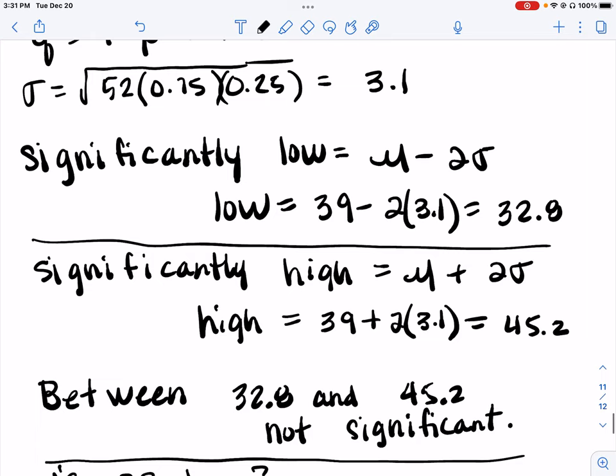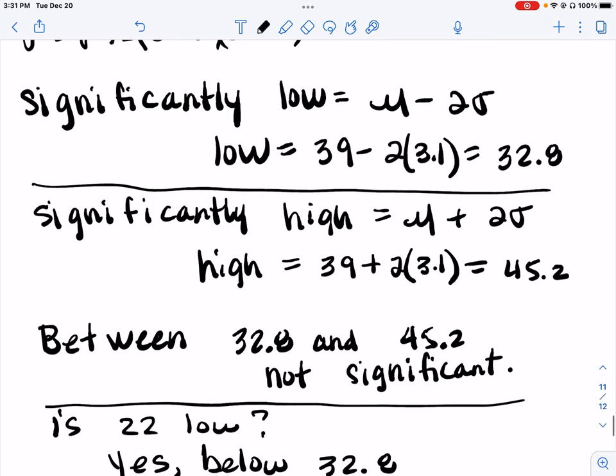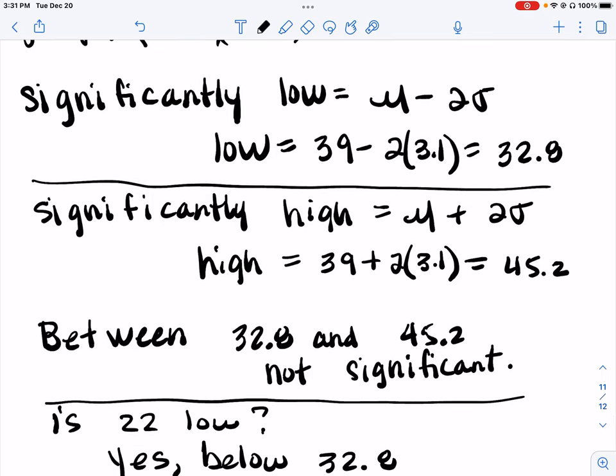Now it asked for what are the significantly low and high values. Significantly low uses the formula mean minus 2 times standard deviation. So plug in 39 that we found for the mean and 3.1 for the standard deviation. For the significantly high, you add instead.